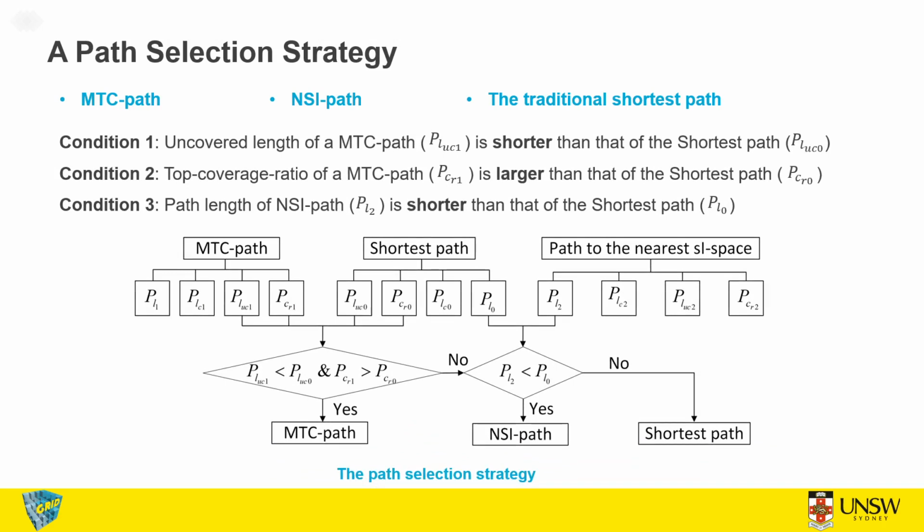It works according to three conditions. The decision tree helps to conclude on a path. For example, if uncovered length of the MTC path is shorter than that of the shortest path, and the top coverage ratio of the MTC path is larger than that of the shortest path, then the MTC path will be recommended. So does the NSI path and the shortest path.